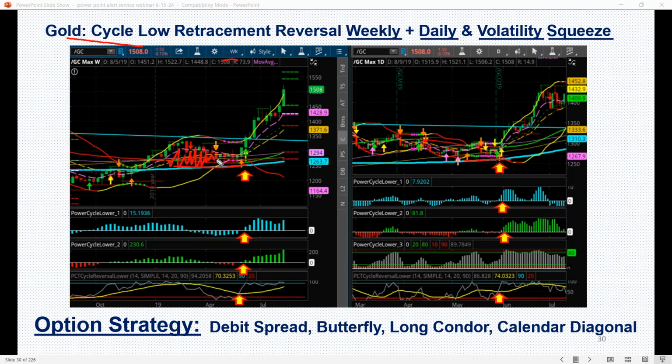Look how it just consolidated here. This is a weekly. Okay, it was consolidating for weeks. And here's the daily. See that tight pattern there coming off of that? And then it exploded to the upside. Big, huge move. You can see how powerful these are. So great for a debit spread, butterfly, long condor, counter diagonal. So those are the strategies that I'll go to and look for, based on that kind of chart pattern.